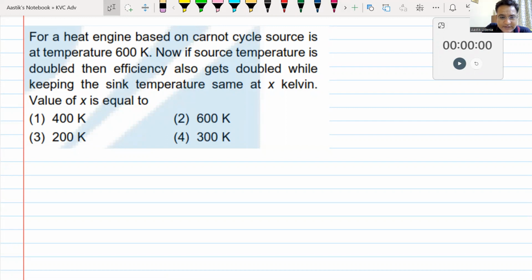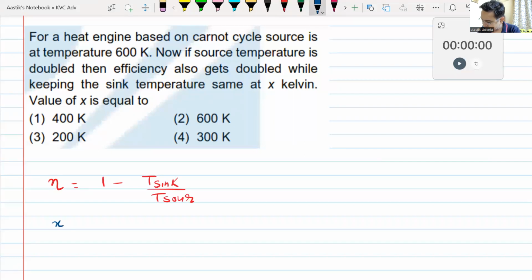How do we get the efficiency? Efficiency equals 1 minus T sink by T source. That's it. So efficiency eta is equal to 1 minus T sink divided by T source. You just had to put the formula correctly, calculate it correctly, and you would end up with the answer. In the first case, x will be equal to 1 minus temperature of the sink divided by 600.